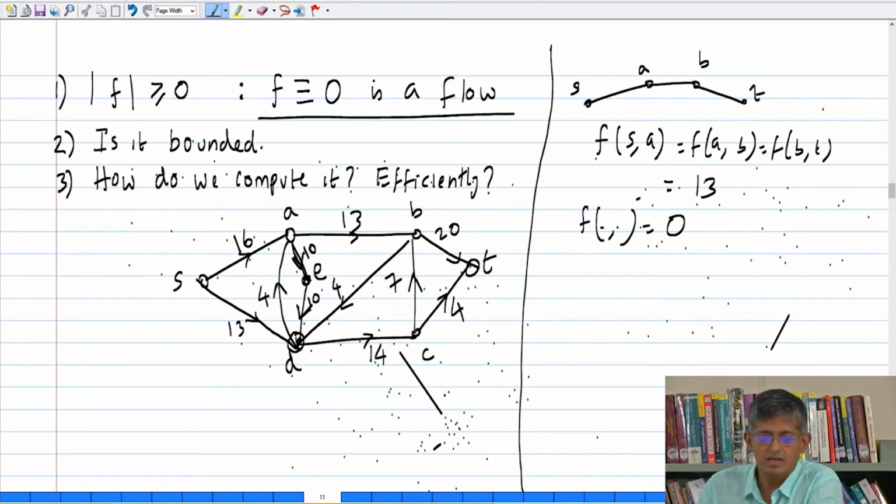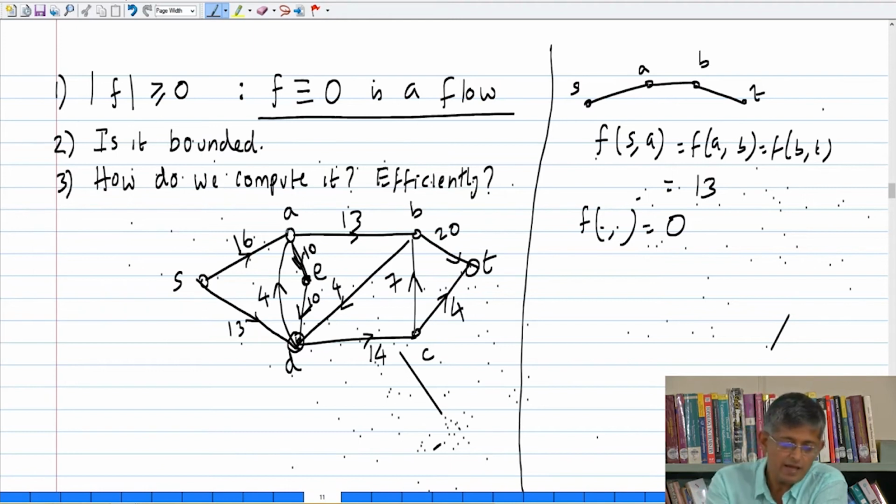Now let us check. Positivity is obvious the way I have defined it, right? It's also clear that the capacity of no arc is violated. The flow value given to every arc is lesser than or equal to the capacity of that arc. It's only the conservation that you should worry about, and you should remember that we are worried about conservation only at vertices other than S and T.